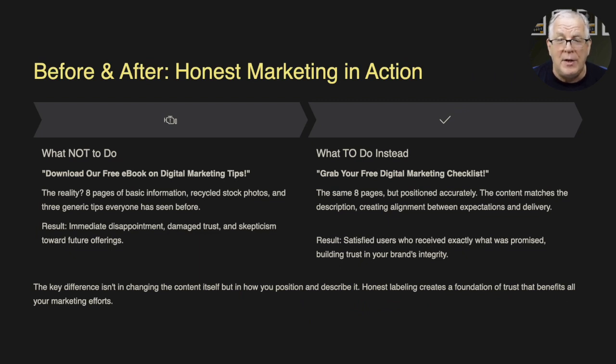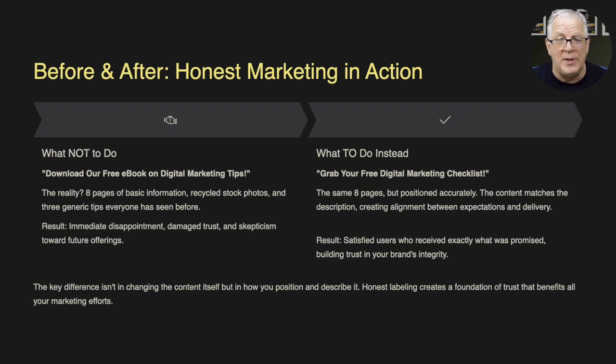Notice the key difference here. We didn't change the content itself, but we changed how we positioned and described it. The 8 pages of content didn't magically become more valuable, but the user experience became dramatically better because we set appropriate expectations. This is the power of honest labeling.